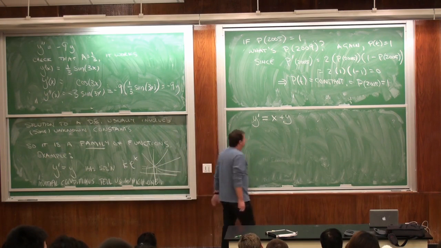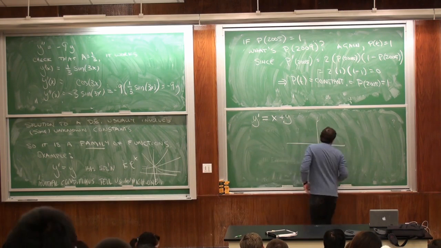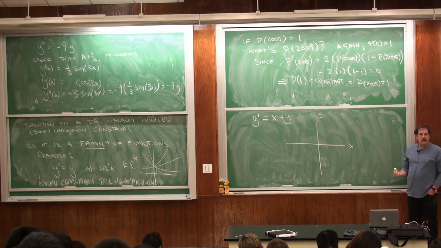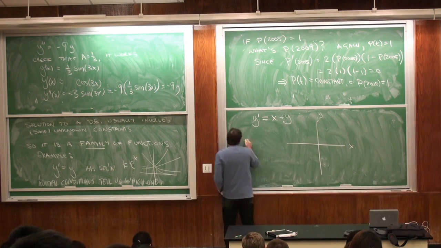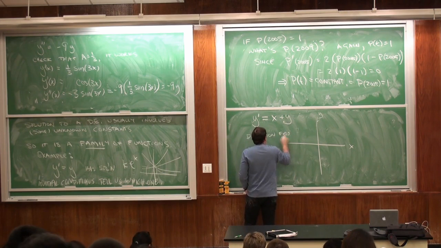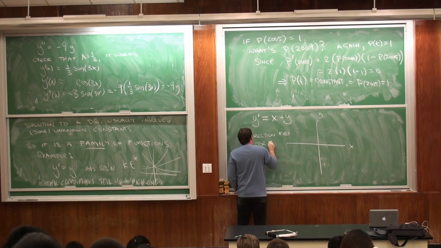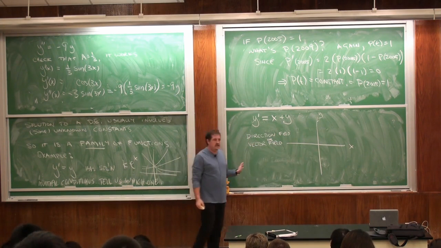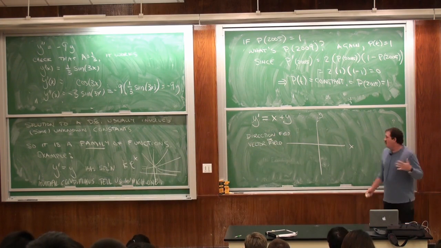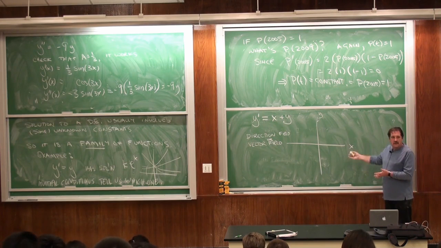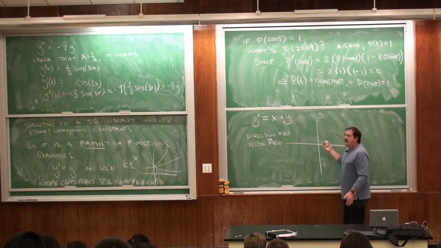So we can make a picture where I put x's here, I put y's here, and I'm not going to graph the solution. Instead, I'm going to graph the slope. So I can make a direction field or a vector field, which tells me something about the solutions. So what I'm going to do is put a bunch of lines on the chalkboard, which are the slopes to the solution.